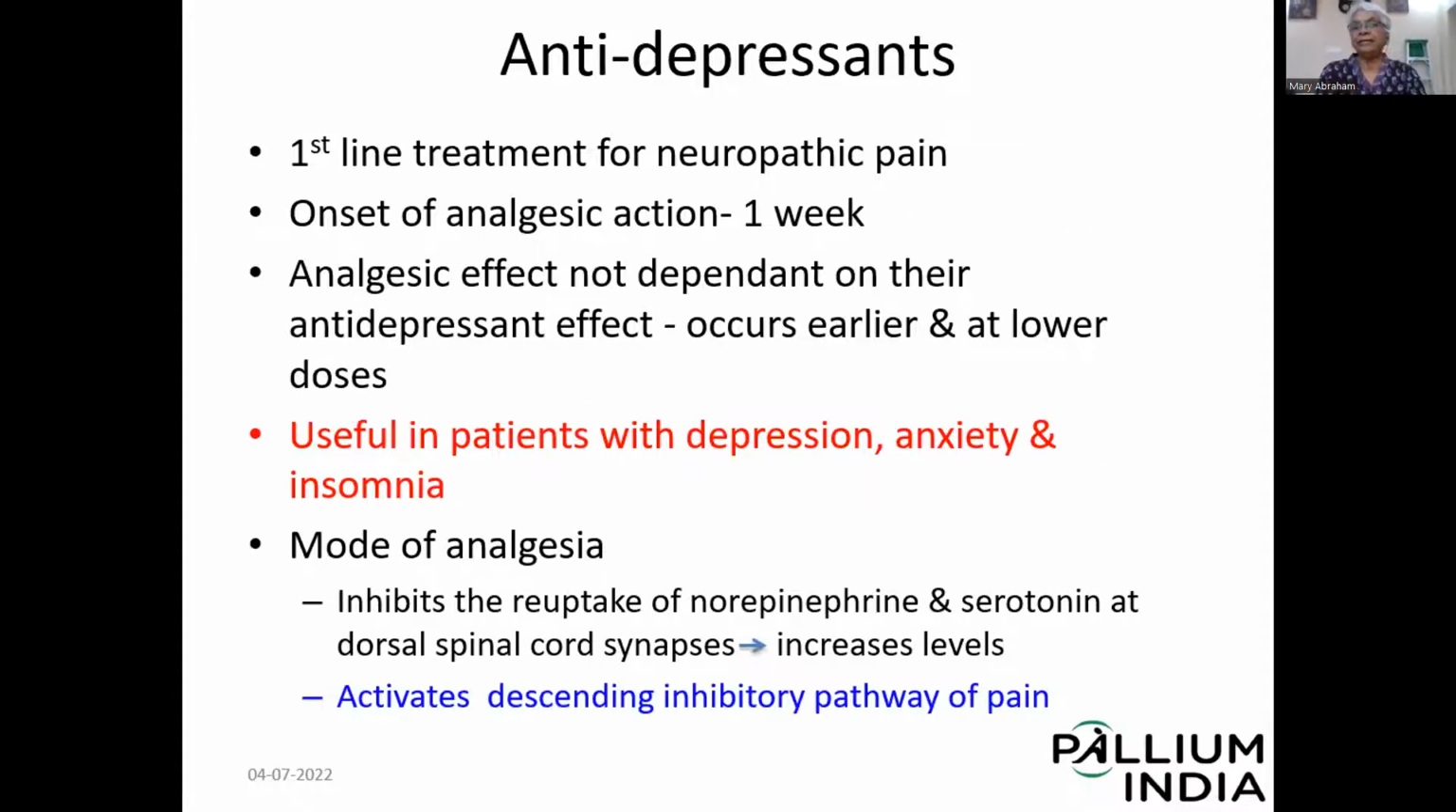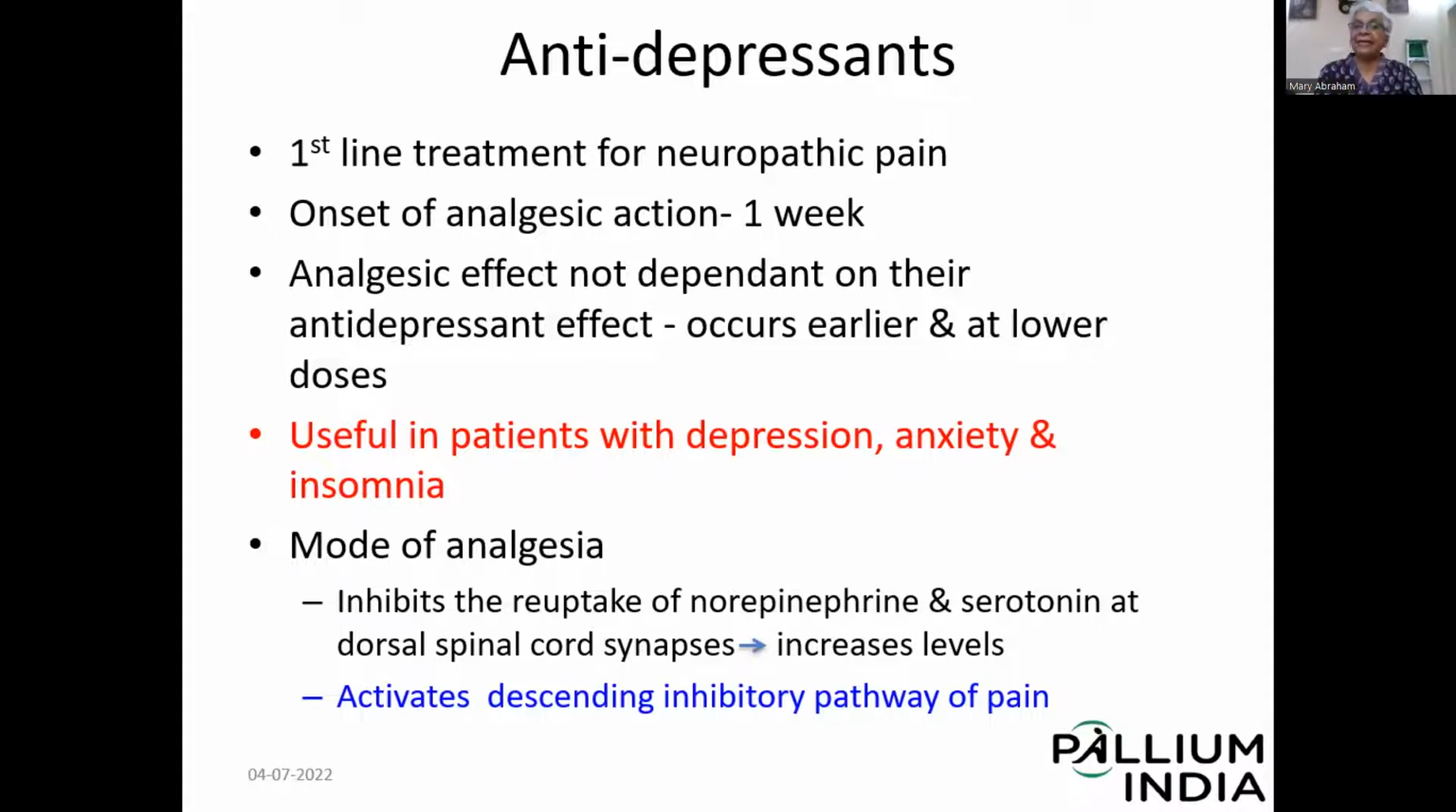Now, the other drug that is a first-line treatment for neuropathic pain is the antidepressants. Its onset of action takes up to 1 week, and the analgesic effect is not dependent on the antidepressant effect, because the antidepressant effect takes longer to happen. So the analgesic effect can occur earlier and at much lower doses as compared to the antidepressant. And it is very useful in cancer patients because these patients invariably have depression, anxiety, insomnia. So when you give this for neuropathic pain, it is also treating these other symptoms.